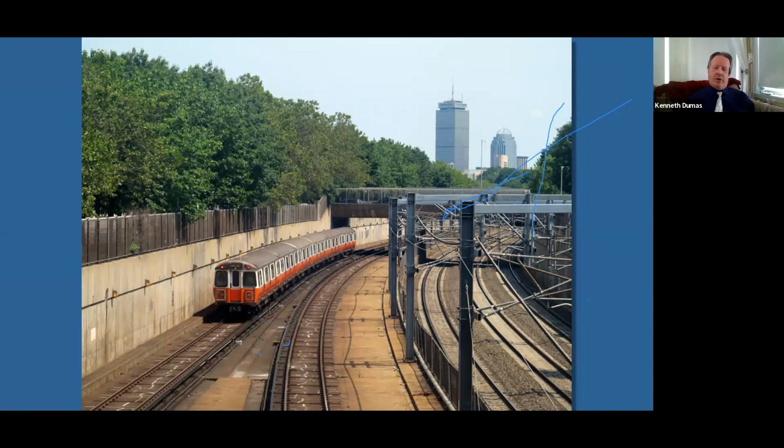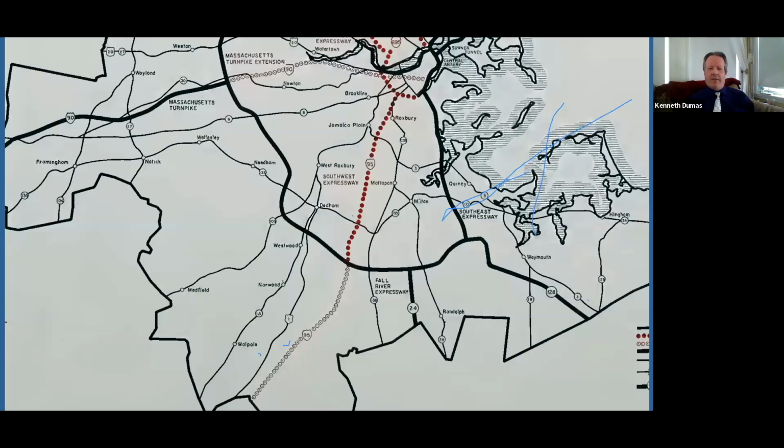But a more important question might be, what's the Southwest Corridor and why did the Orange Line get moved there? Well, to understand this, we have to go all the way back to the late 1950s when the federal government was laying out its new interstate highway program.